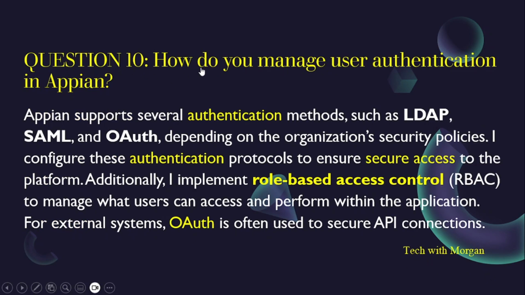Question 10. How do you manage user authentication in Appian? Appian supports several authentication methods, such as LDAP, SAML, and OAuth, depending on an organization's security policies. I configure these authentication protocols to ensure secure access to the platform. Additionally, I implement role-based access control, RBAC, to manage what users can access and perform within the application. For external systems, OAuth is often used to secure API connections.